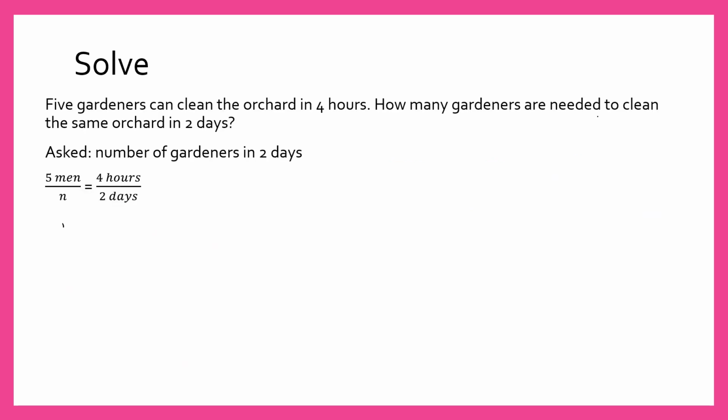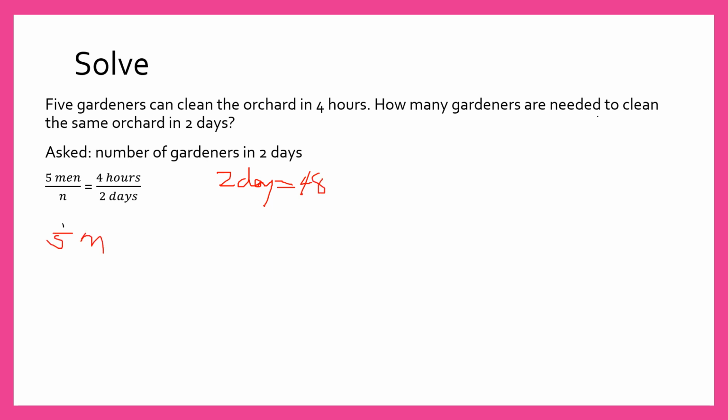Okay, so let us solve it again. So 5 gardeners can clean the orchard in 4 hours. How many gardeners are needed to clean the same orchard in 2 hours? Okay, so here we need to have more gardeners. So we have 5 men. Okay, so 5 men in 2 days, and 2 days is equivalent to 48 hours, because one day is 24, so that means it's 48 hours.